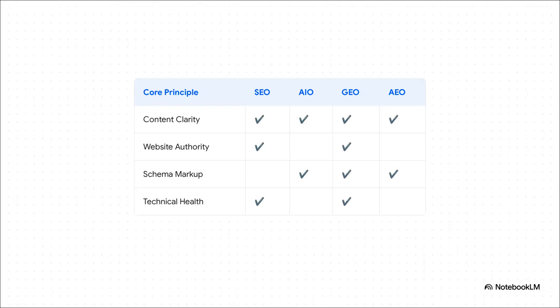And this table just brings it all home. Take a look at that first row, content clarity. See that? It's the only thing with a check mark in every single column. It is the universal constant. Now look down at schema markup. Notice how it's crucial for AIO, GEO, and AEO? That's the new technical language of this AI-powered web. It just goes to show you, it's not about choosing one strategy over another. It's about layering these skills on top of each other.